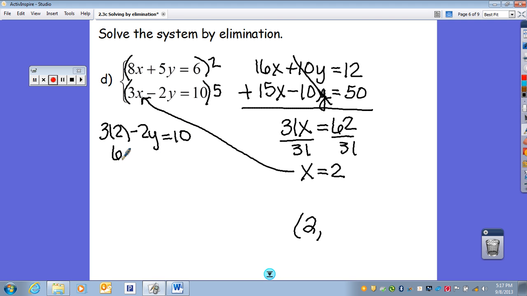3 times 2 is 6. I'm going to subtract 6 from both sides. So I have negative 2y is equal to 4, and I'm going to divide both sides by negative 2.